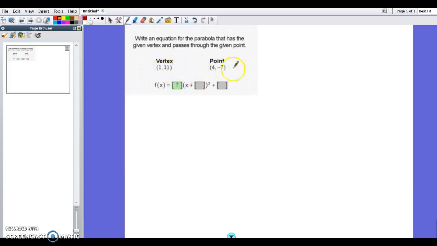So we're given two different points. We're given the vertex and a point that's on the parabola. And this right here is just the vertex form of a parabola. This is written a little bit differently than he does it in the video, but usually we write it as this: y equals a times x minus h squared plus k.